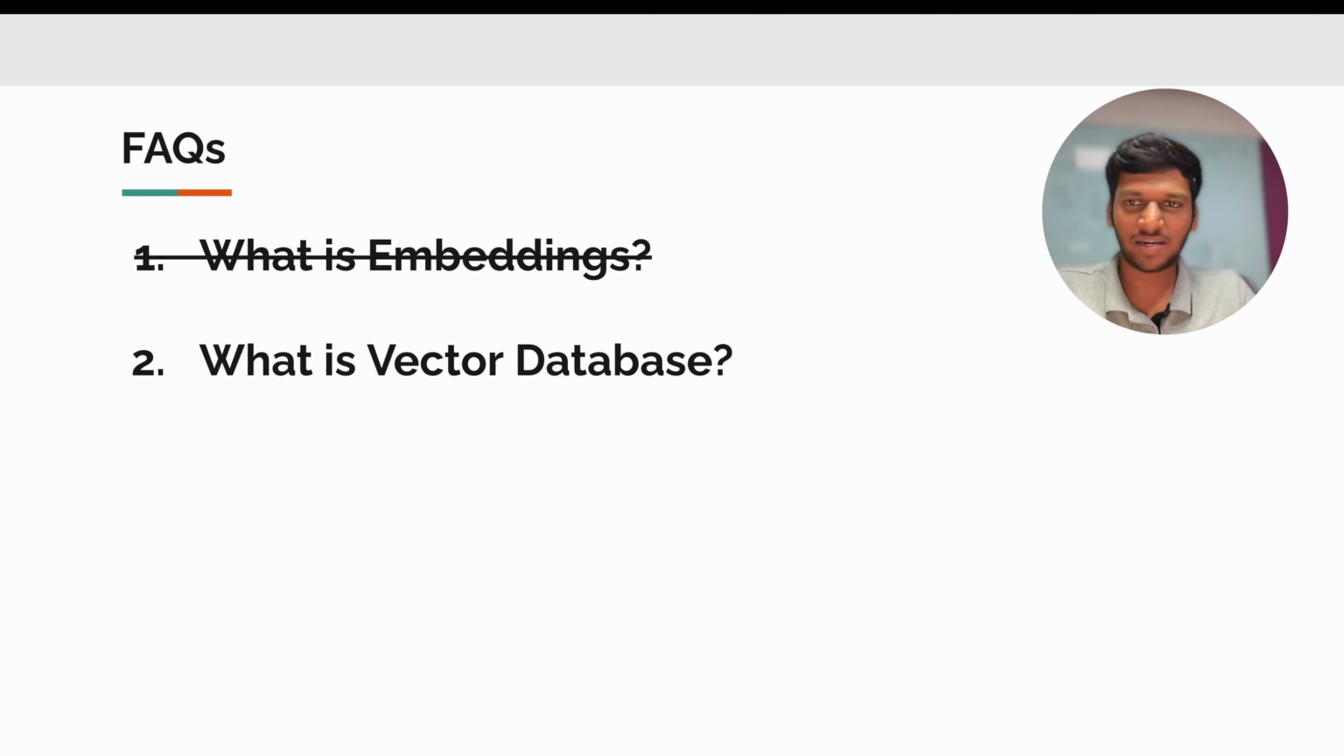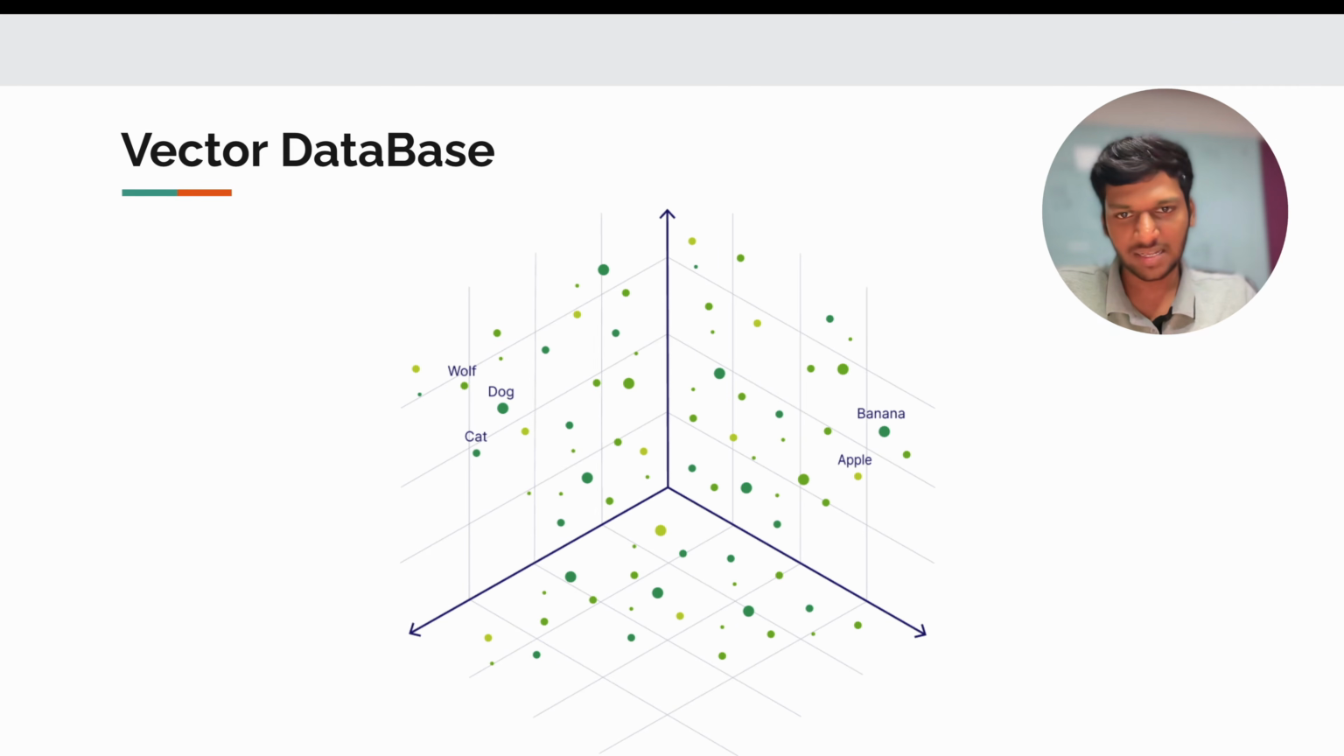Next, what is a vector database? Once you have generated embeddings, you need to store them in some place. That is called a vector database. Each point shown here is an embedding. Animal, dog, and cat are all on the left side, so that zone is maybe an animal zone. Banana and apple are on the right side, so the fruit zone may be on the right side and the animal zone on the left side. It depends on the embedding model and vector database.